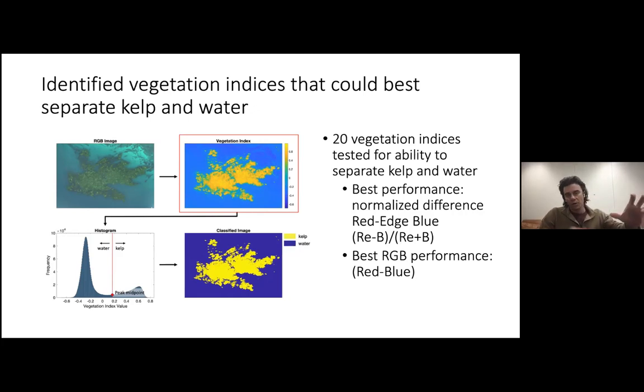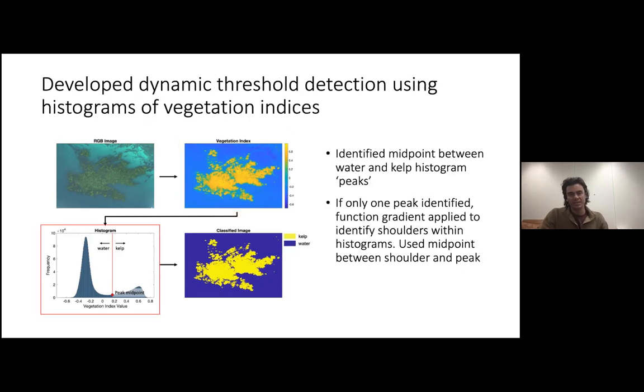So we identified kelp points and water points to test the general ability to differentiate. The next step is to find the threshold. So you've converted the image into a grayscale index. What's the threshold above which you would call the pixel kelp? Again, we run into the problem that the radiometric corrections are not great. And so what we found was that there was not a universal threshold that could be applied to different images from different locations in different time periods.